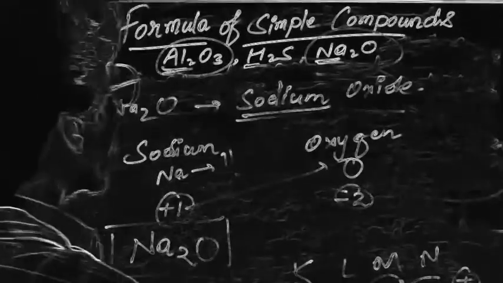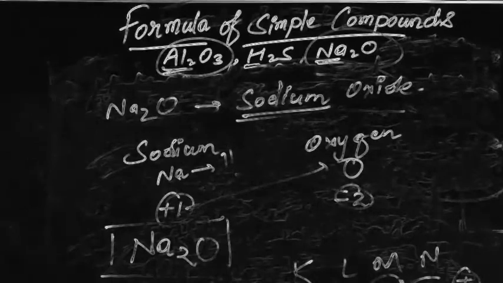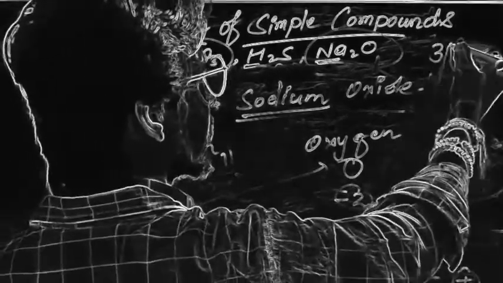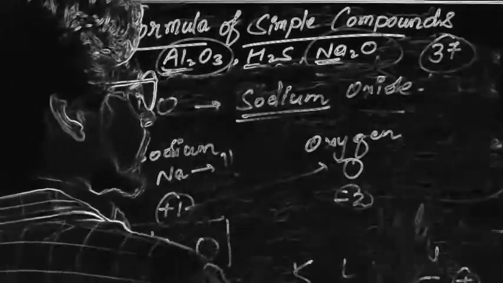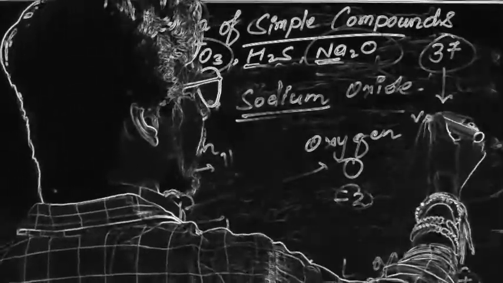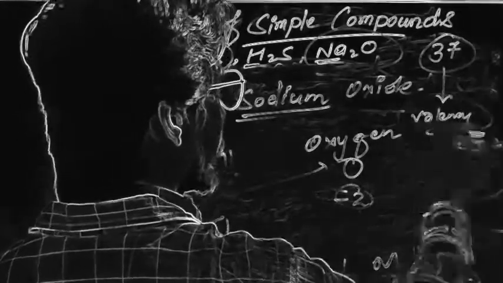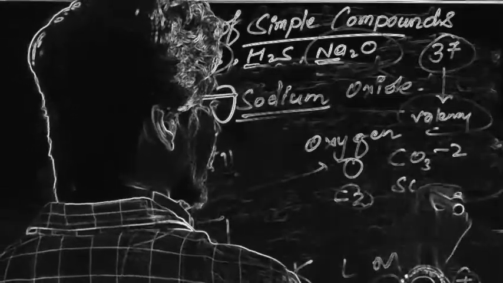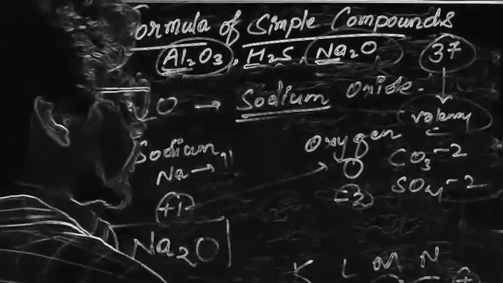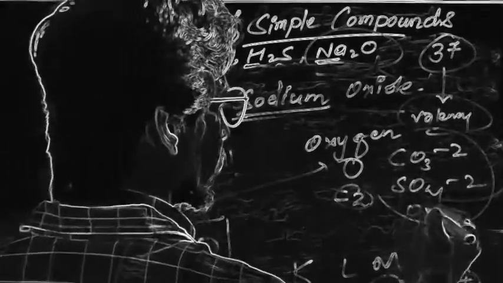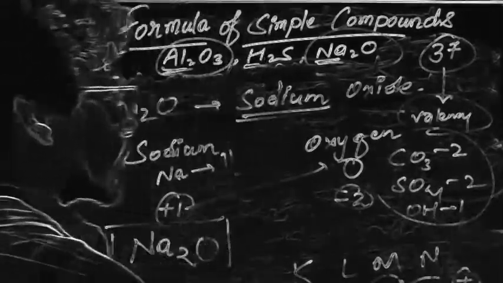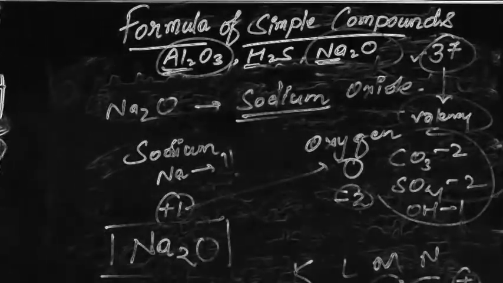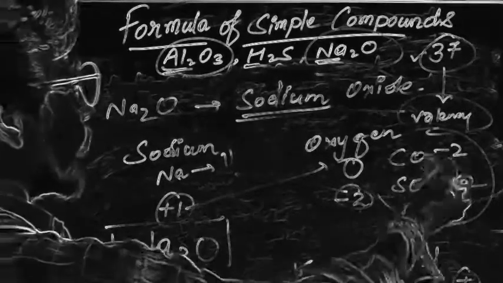So this was the formula making of the simple compounds from chapter 3, and some of the compounds are also mentioned in your book on page number 37 in the NCERT book. Some compounds are given with their valency. So you have to learn their valencies like carbonate CO3, valency -2, sulfate SO4 -2. OH, hydroxide, valency is -1. We will have discussion on them too, but it's better to learn them.